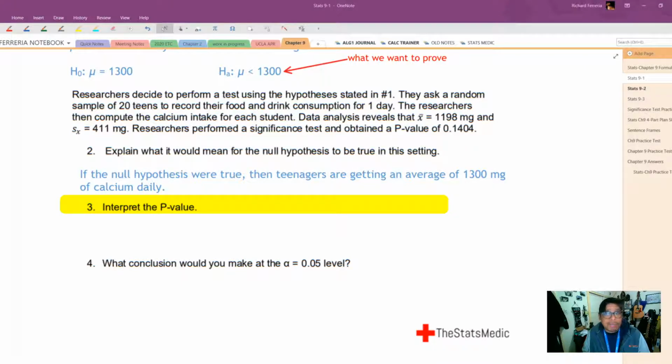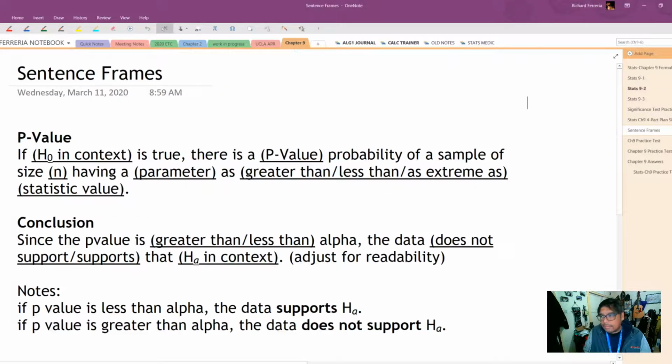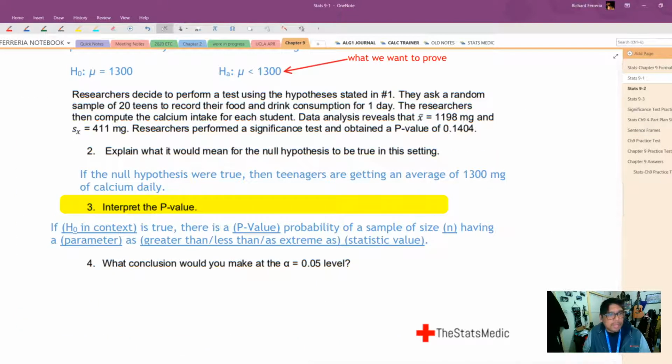Now that's kind of a lot to reason out, and we kind of get lucky because there is a sentence frame for this one as well. So we have, if the H naught in context is true, there is a p-value probability of a sample of size, whatever our sample size was, having a parameter greater than, less than, or as extreme as our statistical value. Let's copy and paste that over. And we'll just start putting our text in here.